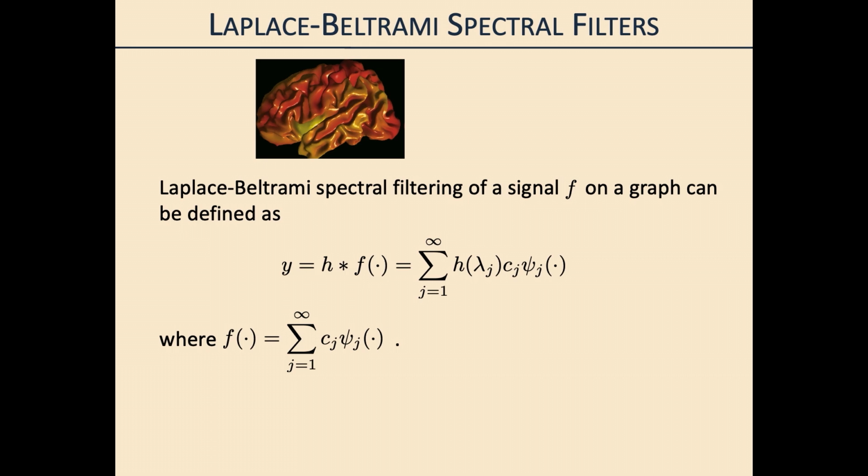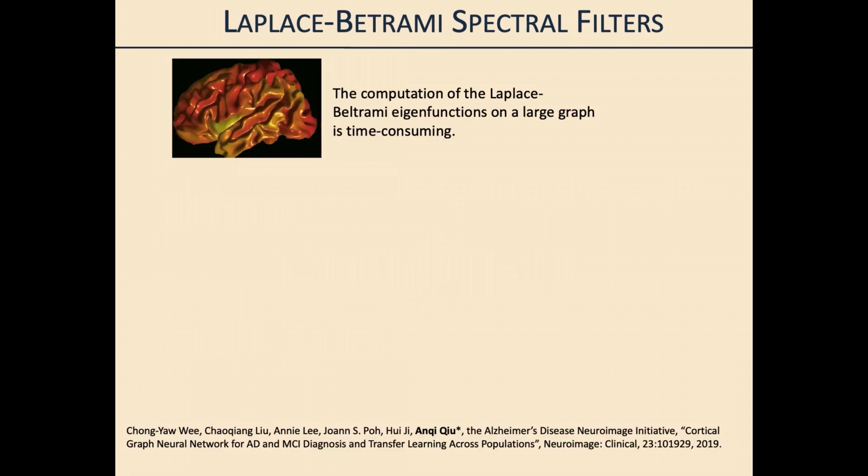So that means we only need to know how to design these spectrum filters in the spectrum domain. Okay, now how will we be able to do that? Basically, if you think we have a big surface, like a cortical surface, and some people actually use more than 10,000 points to represent this cortical surface, then the computation for Laplace spectrometry eigenfunctions is very expensive.